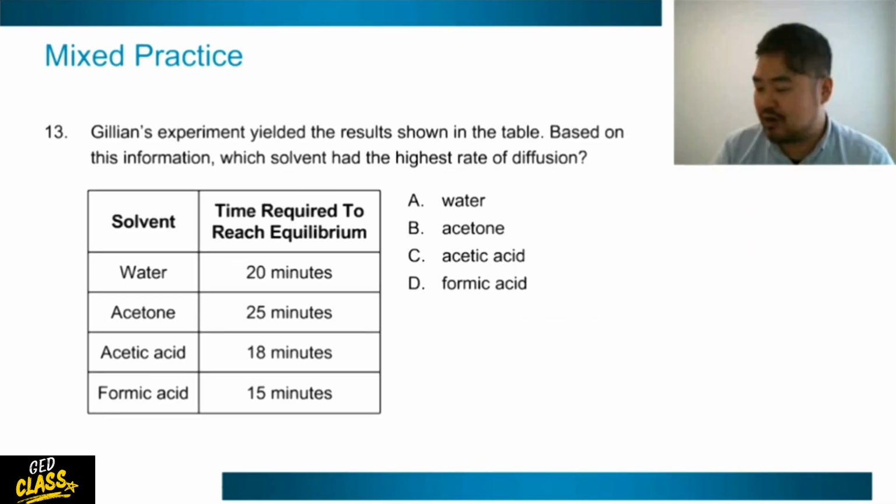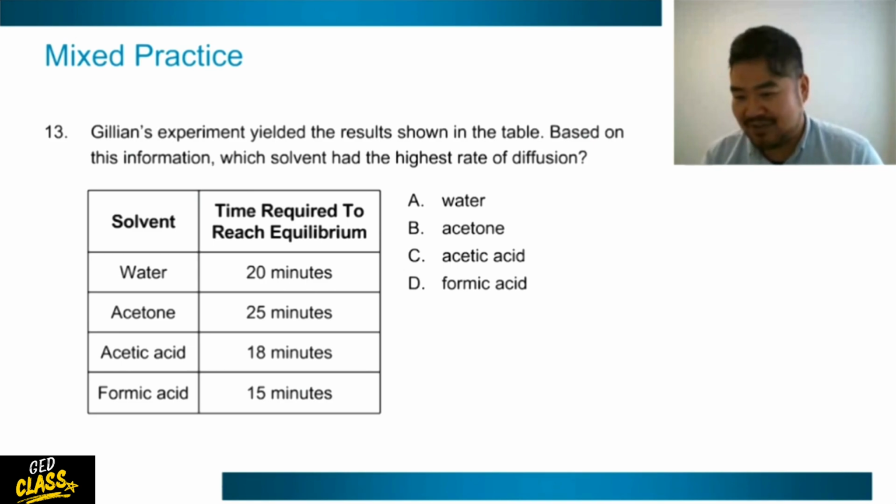All right, let's try number 13. Give you a minute to try this one on your own. Pause the video, and when you have an answer, unpause the video, and we'll go over this one together. Okay, if you take a look at number 13, Jillian's experiment yielded the results shown in the table. Based on this information, which solvent had the highest rate of diffusion?